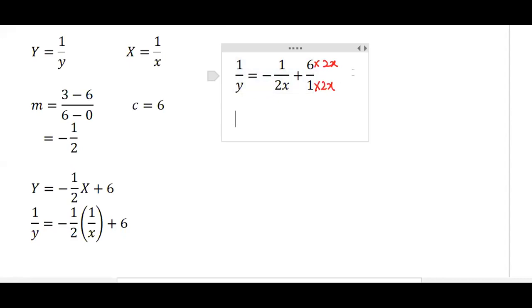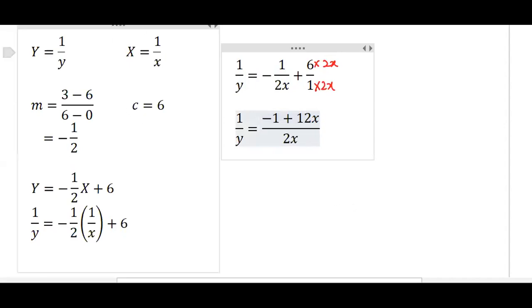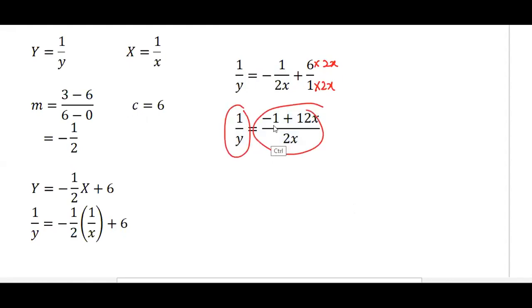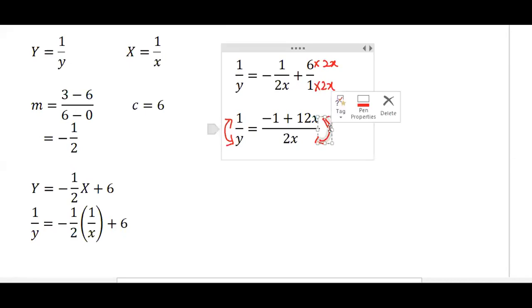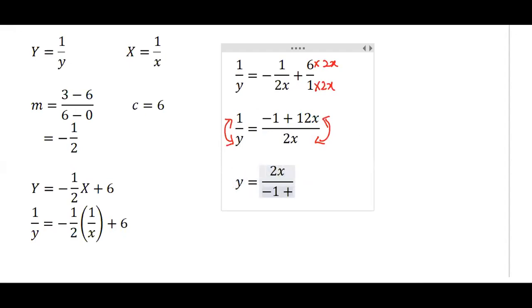Saya kasih samakan pembawa. I make it 2X. So negatif 1 tambah apa? This one is 6 times 2X, 12X. Boleh tak saya atas bawah terbalik? You see, only got one single fraction, right? Ini satu pecahan, ini satu pecahan. So I can move this one and this one terbalik. This one and this one terbalik. Jadi, Y sama dengan, Y per 1 means Y lah. 2X, negatif 1 tambah 12X.